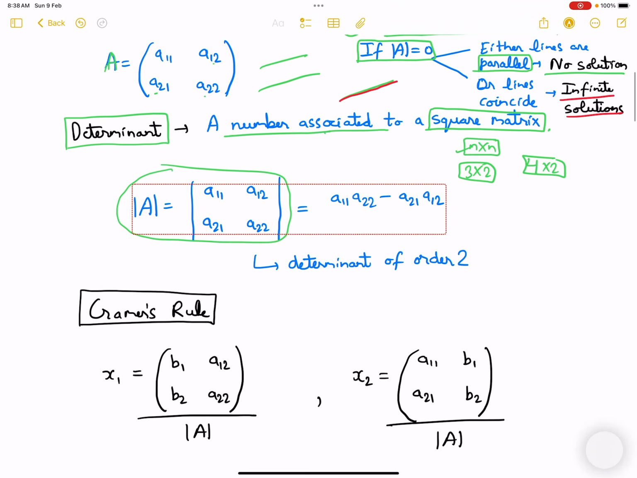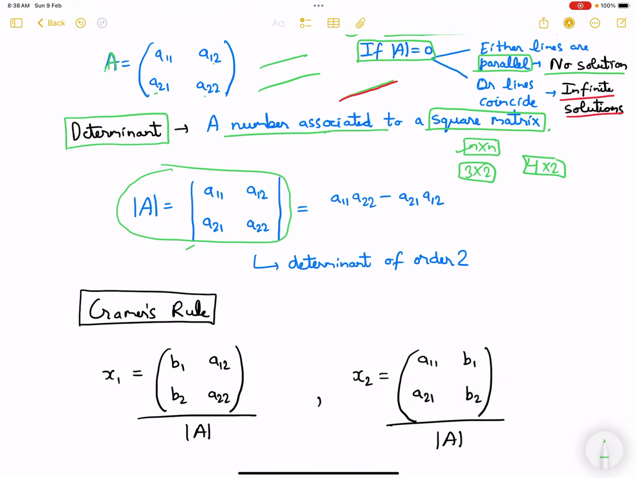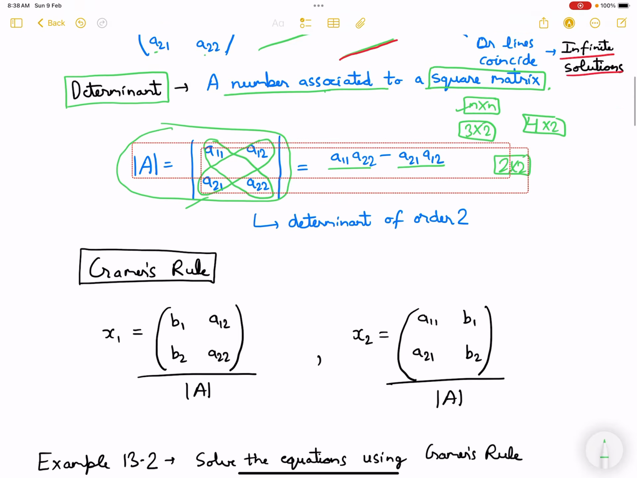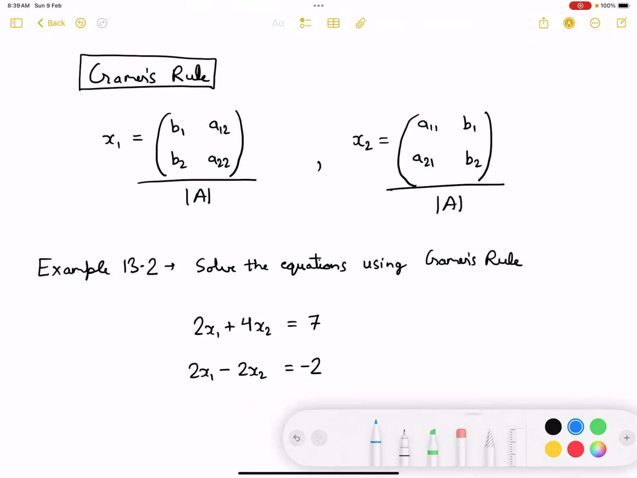Okay. Now moving forward, you must know this formula by now. A determinant equals the product of the diagonal minus the product of the off-diagonal elements. So this is for 2 cross 2, when the order is 2. So a11 a22 minus a21 a12. Now Cramer's rule is important.